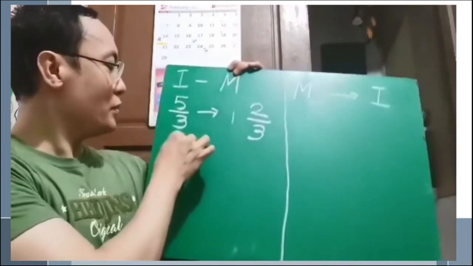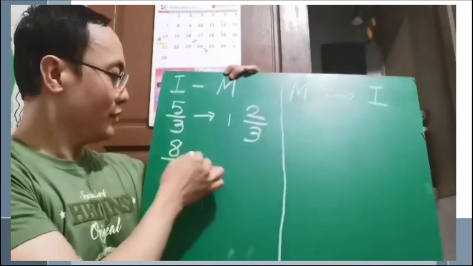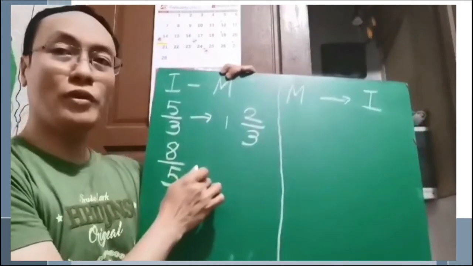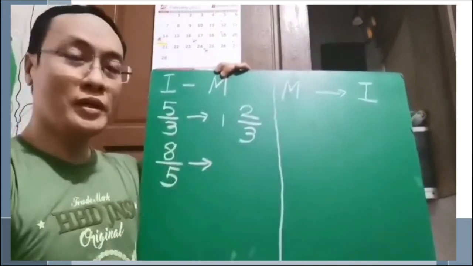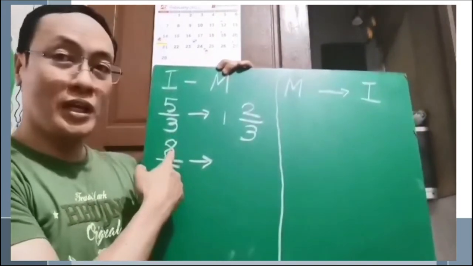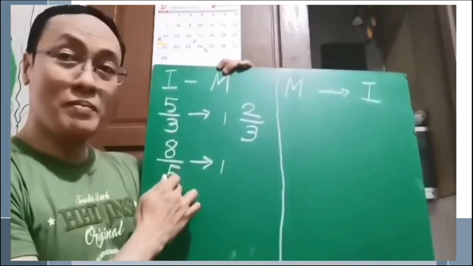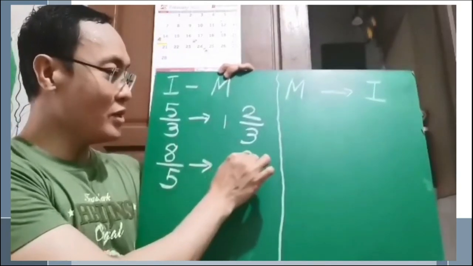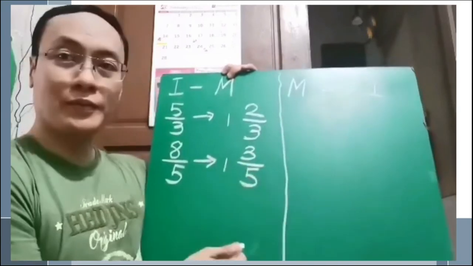Okay, another example. Let's have 8/5. Okay, 8 over 5 or 8/5. Okay, change it to mixed number. So how many 5 are there in 8? So there is 1. How many remains? 8 minus 5 is equal to 3. So that is our numerator and copy denominator.